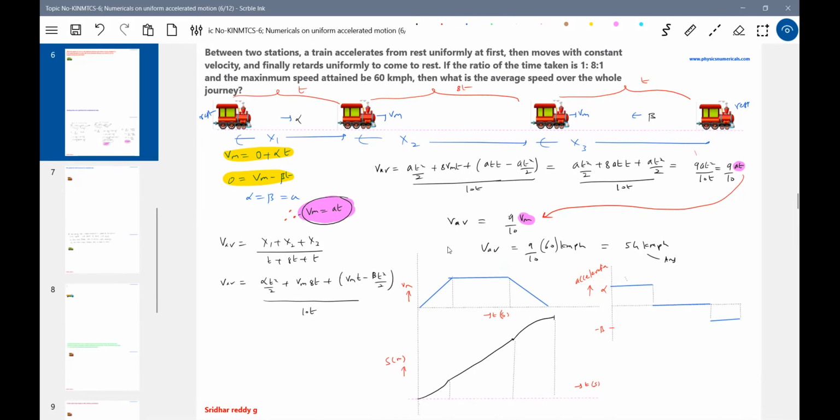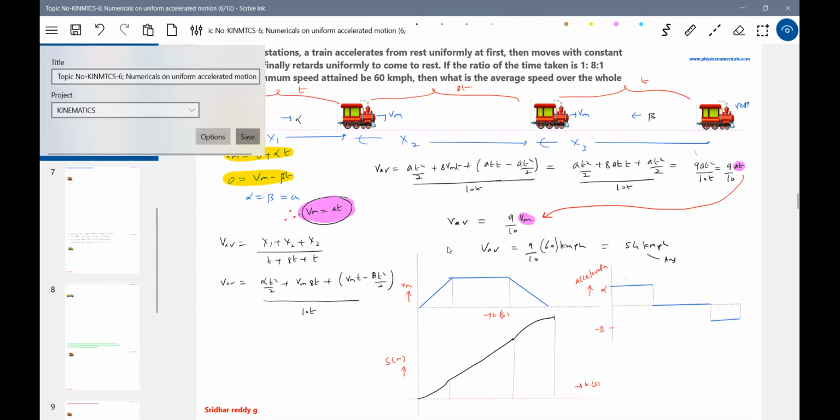A student has to fight. There's no other way. A student has to fight with the concepts.